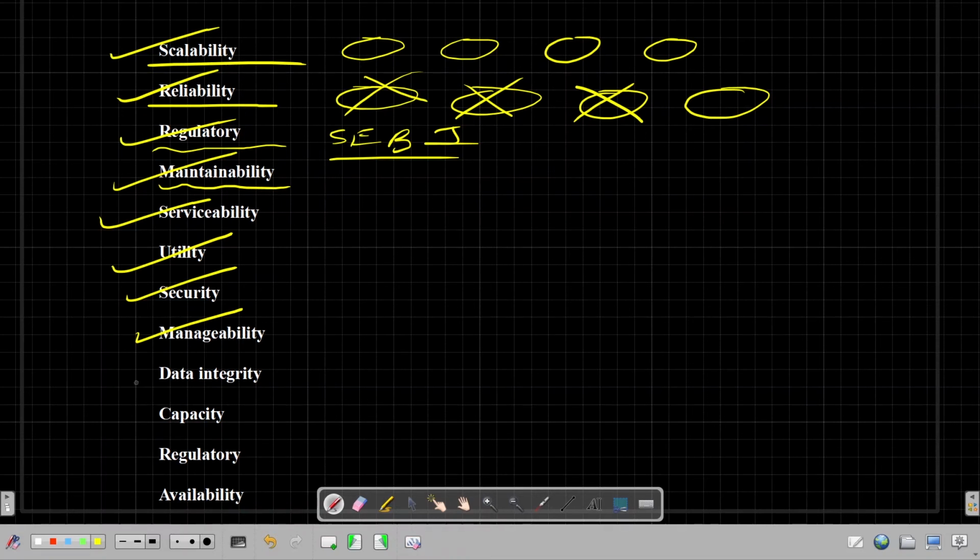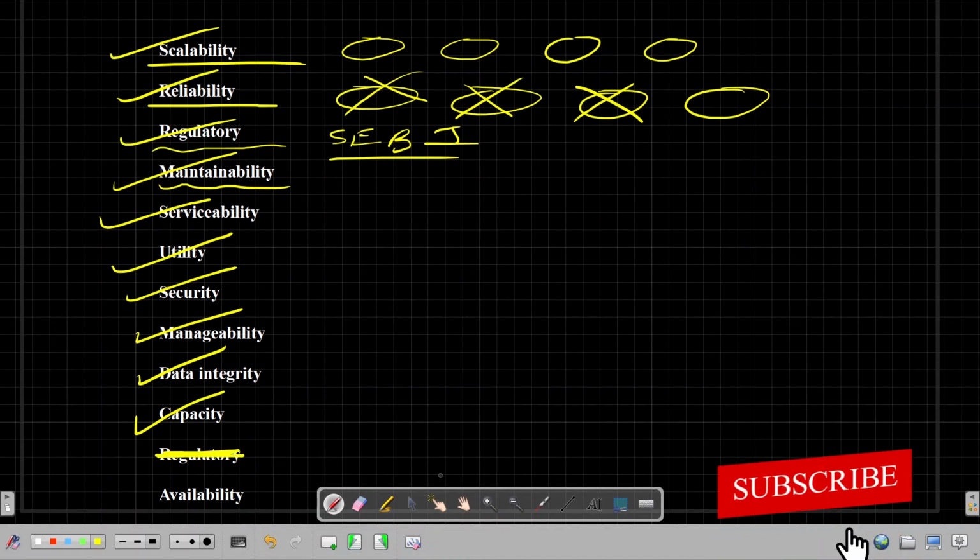Then the next part is data integrity. At all times, the system should remain consistent. That is, data should always be correct in the databases and all the persistent storage used in the organization or the software. And the next one is around capacity. So there could be certain non-functional requirements around capacity.